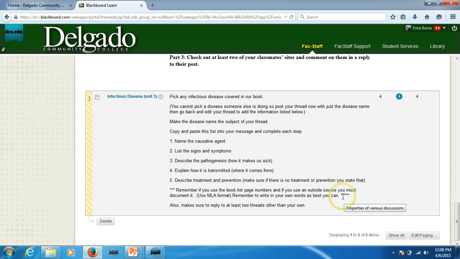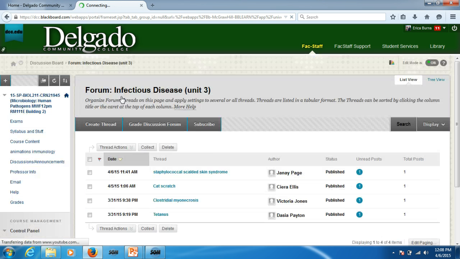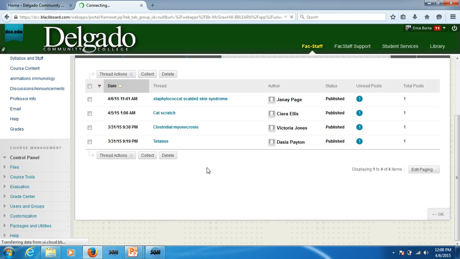If you use your book, you can just list the page numbers. If you use an outside source, you must cite it using MLA format, okay? And include the website if you're using a website. And then, as always, all our discussion boards are going to have, you need to reply to 2 other people. You need to look at 2 other people's posts and write something that indicates you actually read what they wrote. So the other thing is you can't pick a disease someone has already picked.